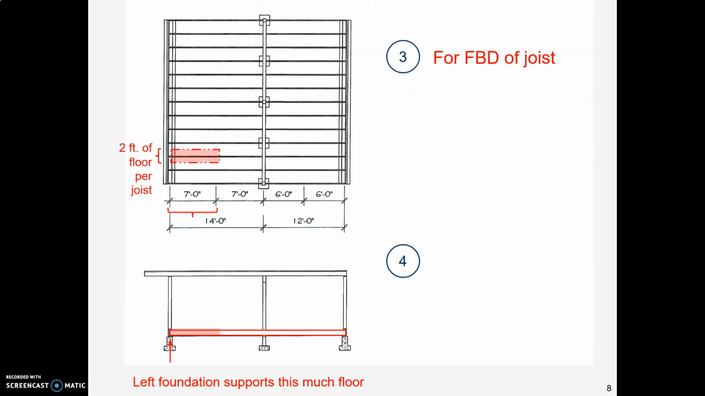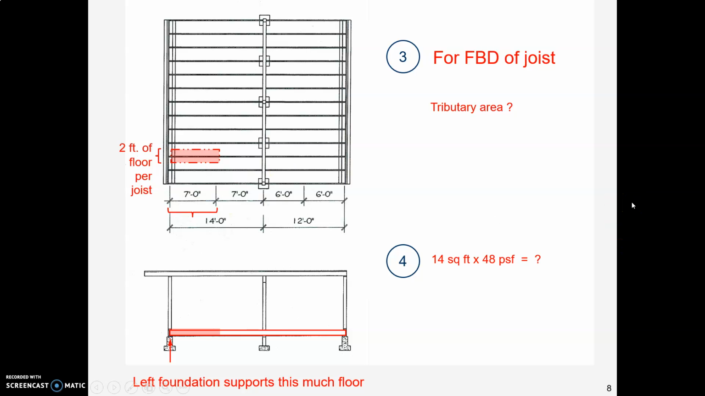So we'll go back to tributary areas again. And here is the area over one joist that sits on that left foundation. Those joists are 2 feet apart, so it's got a tributary area that's 2 feet wide. And halfway between the foundation and the floor beam is 7 feet. So that tributary area must be what? 2 times 7, 14 feet, 14 square feet.